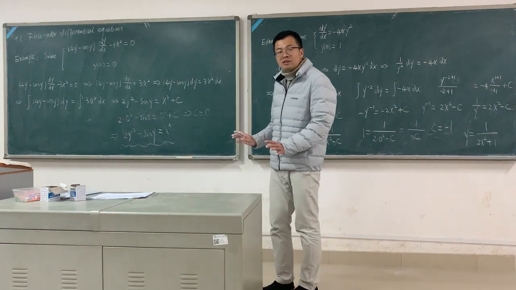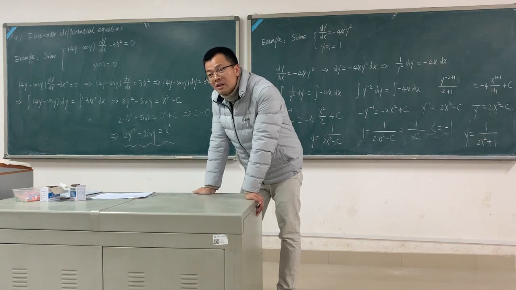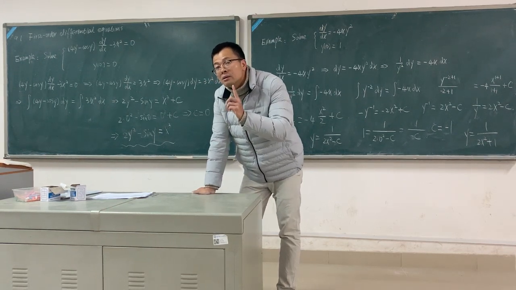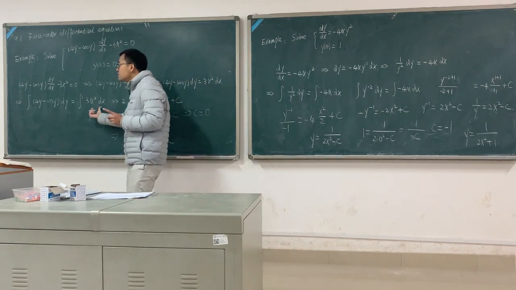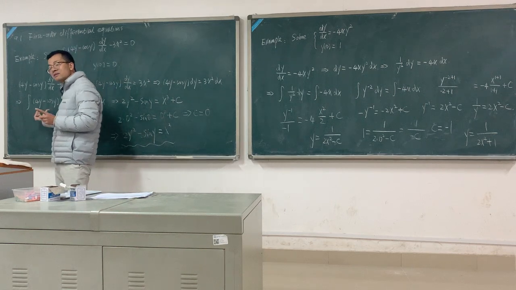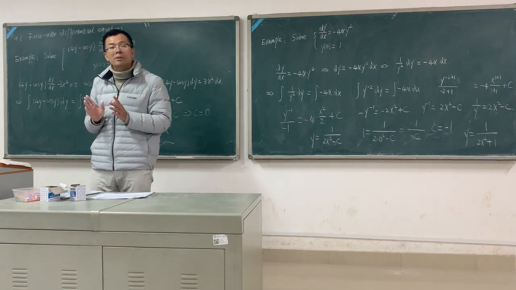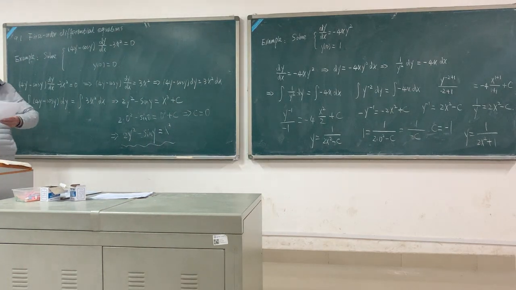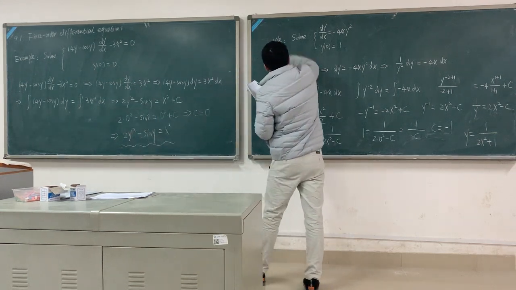So I think the separable equation is very easy. The key point is you should write x on one side and y on the other side. This is the key point. So now, do the exercise. I give you 4 exercises.